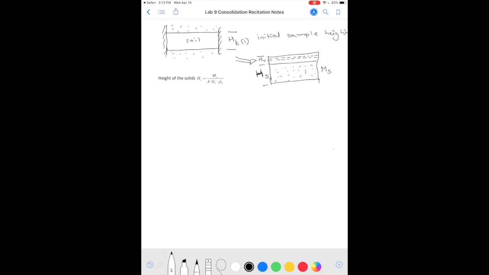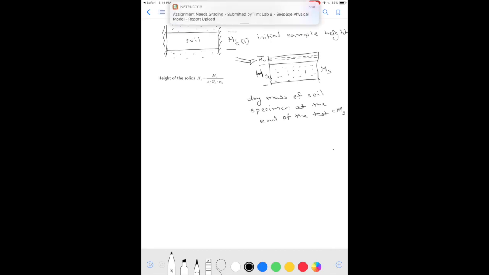Okay, so we are going to make use of this, and we are going to do the whole test, and at the end of the test we are going to determine the dry mass of the soil specimen, MS, because that's going to be the same as at the beginning of the test and we cannot disturb our samples. So the best thing to do is measure it at the end of the test.